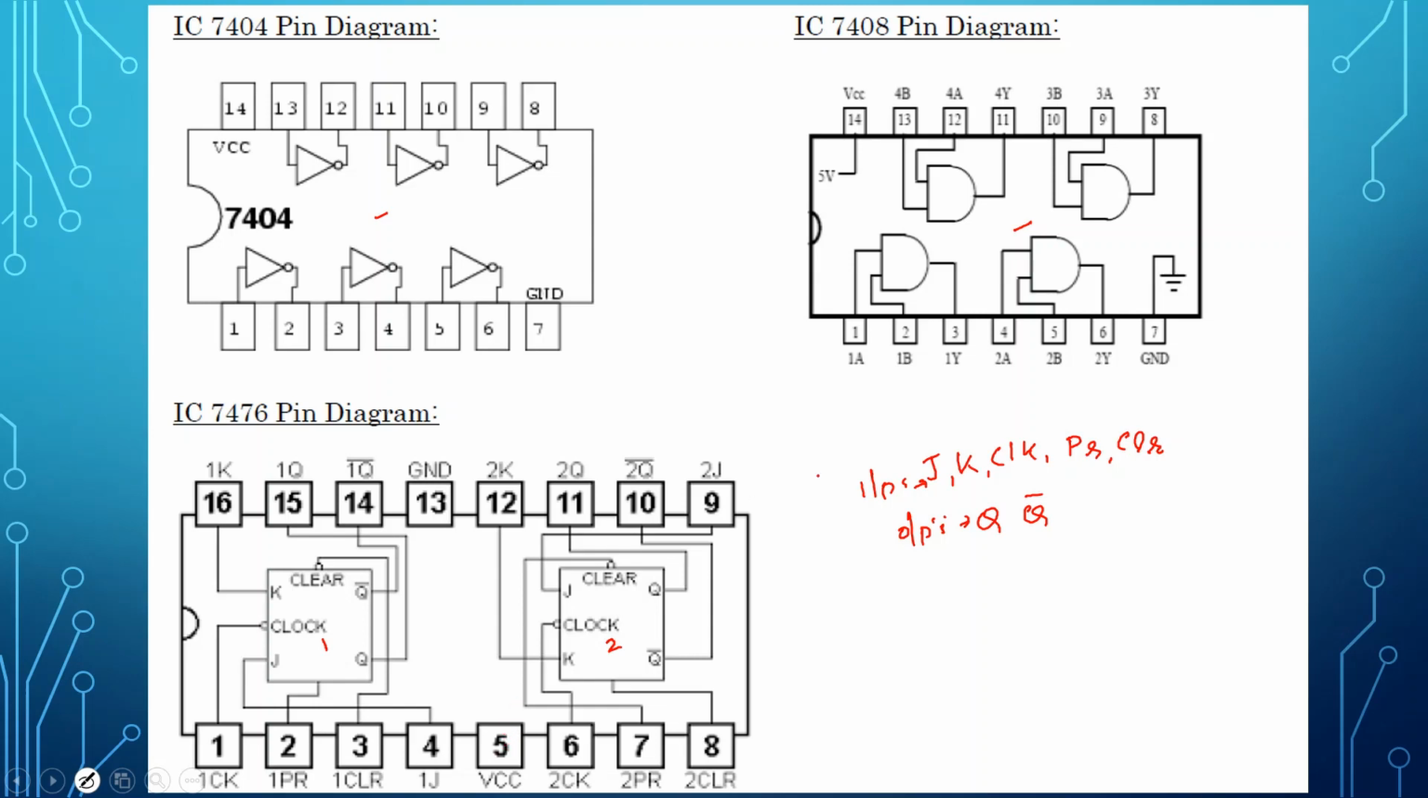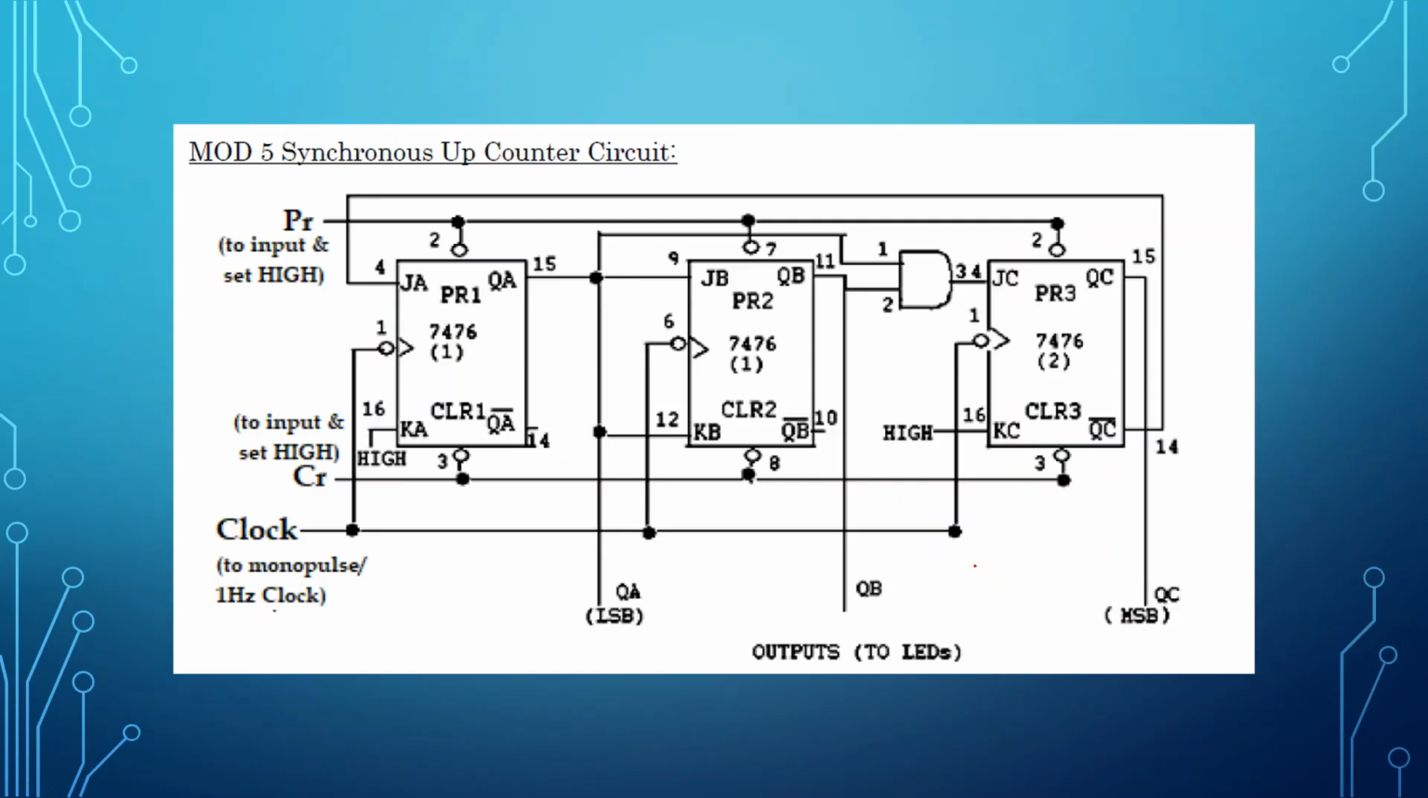But what you are going to design is a mod 5 counter. When I say it's a mod 5 counter, how many JK flip-flops do I need to take? You need to take 3. But in one IC, how many flip-flops are there? There are 2. So what you need to take is 7476 ICs, which are 3 in number. That is why initially I had taken 7476 ICs, which are 3 in number. This is the design part.